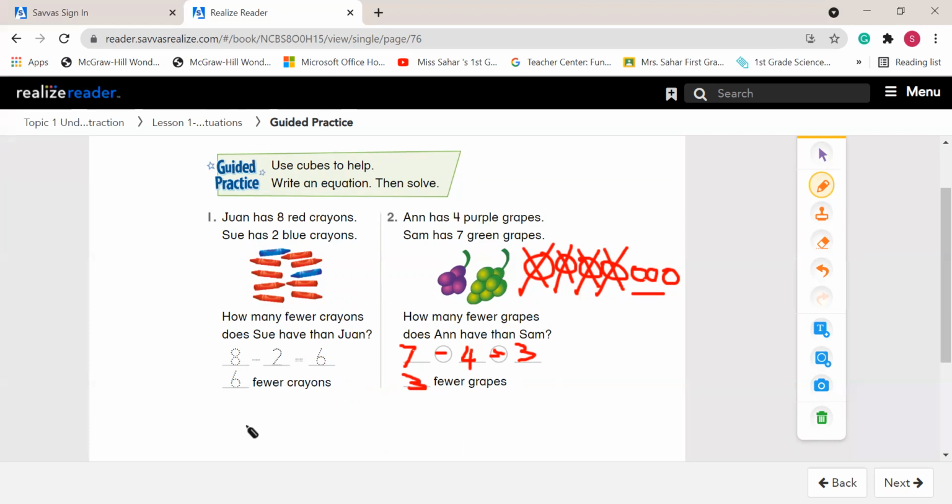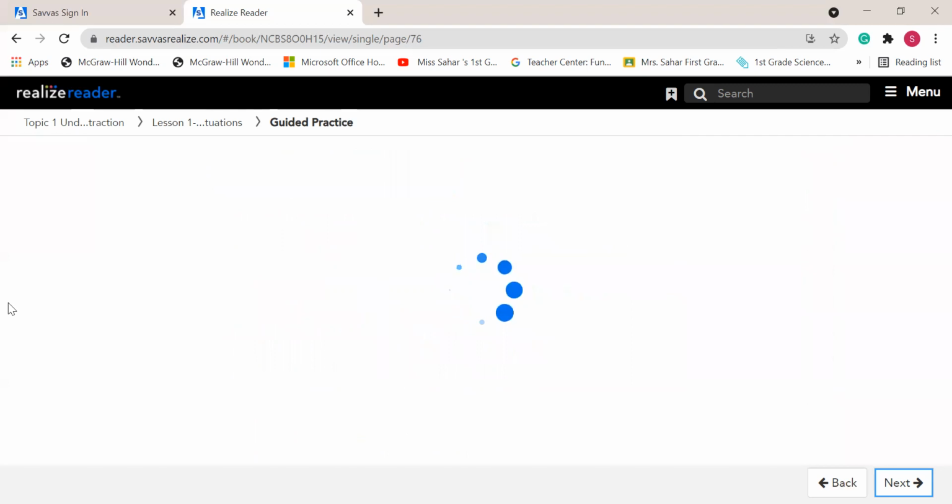So there are 3 fewer. Or you can do it this way: 7 green grapes, and you can color and have fun. So 1, 2, 3, 4, 5, 6, 7. And then 4 purple: 1, 2, 3, 4. Then when you join like that to find how many less or how many fewer, you're going to see 3. All right, let's go to the next page.